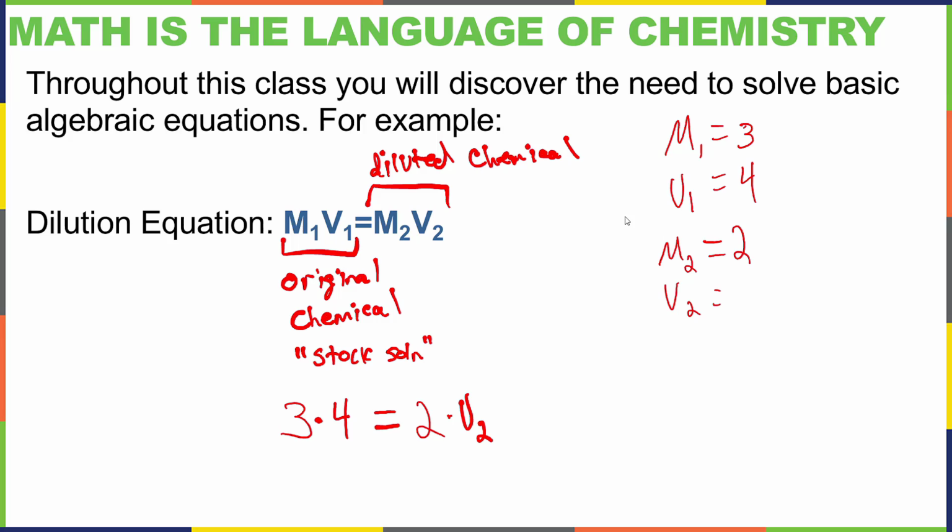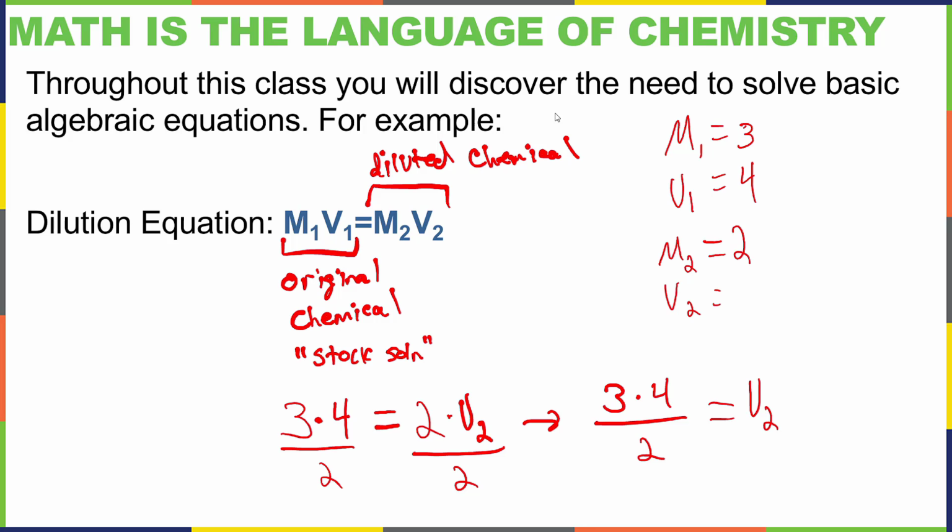So the question is, how do we solve this mathematical equation? Well, you have to think about the variable you want to get all by itself. And we want to figure out what V2 is. So that means we have to get rid of everything else. The way that we get V2 all by itself is to simply divide each side by the number 2, right? And so if we divide each side by 2, it's going to look like this. We're going to have 3 times 4 divided by 2 equals V2.